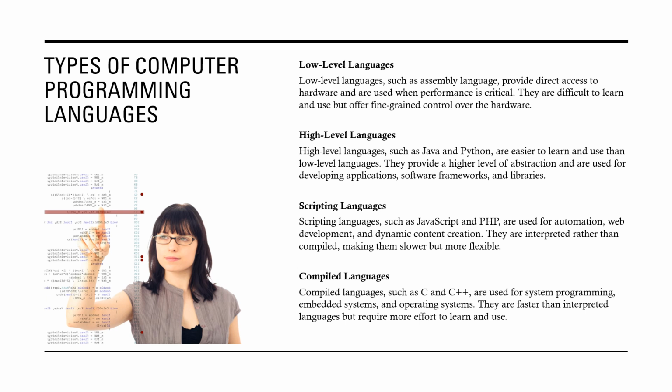Compiled languages. Compiled languages such as C and C++ are used for system programming, embedded systems, and operating systems. They are faster than interpreted languages but require more effort to learn and use.